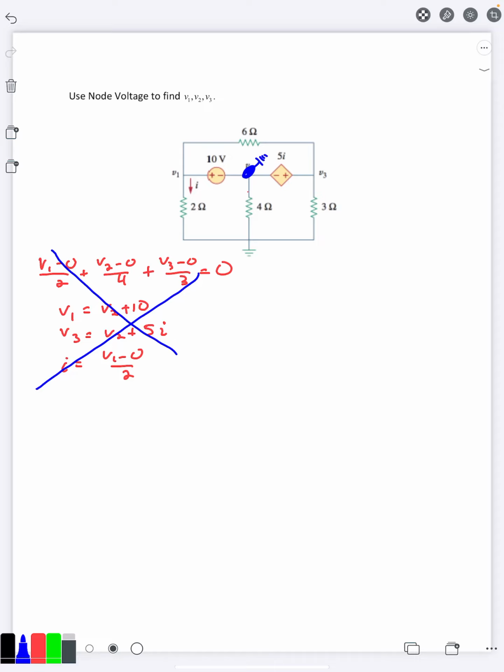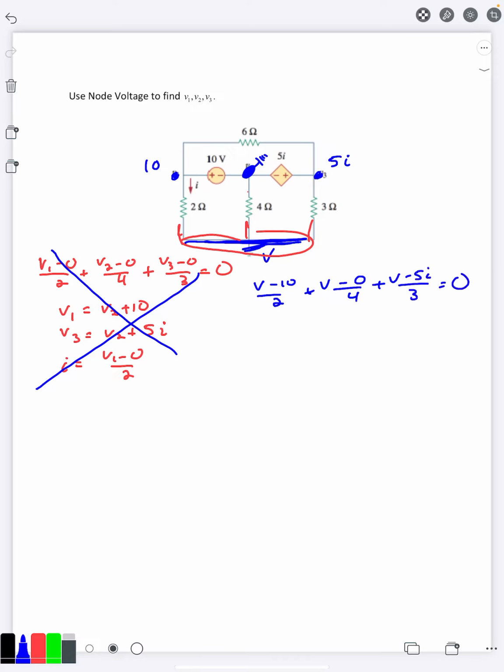because I have 2 voltage sources connected directly to it, I'd have a 10 volt gain, so that means this over here would become 10. And I have a 5i gain, so this voltage here would become 5i. And then I would have only one variable, this voltage on the bottom, which is not 0, because it's not ground anymore. We'll just call that V. And so what we're going to do is we're going to just go do our node voltage equation at the node V. We only need one of them here. So we'd have V minus 10 over 2 plus V minus 0 over 4 plus V minus 5i over 3 is 0.